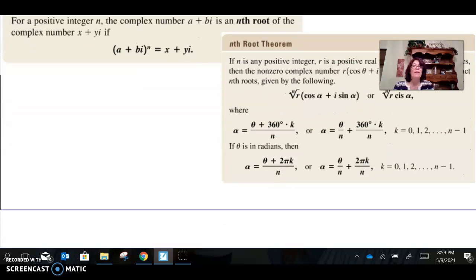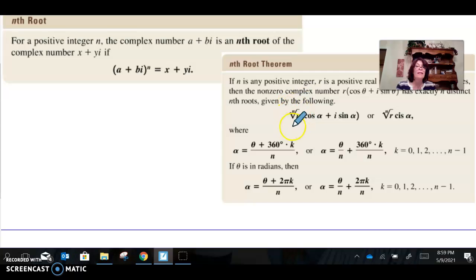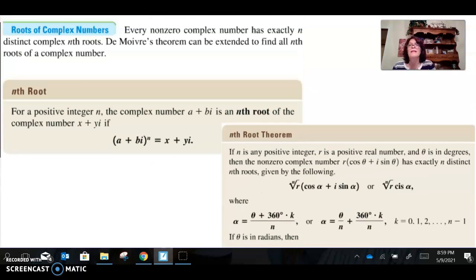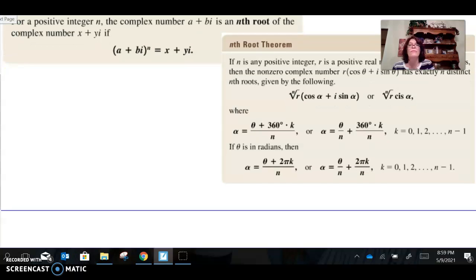So here's how we find the nth root. We take the nth root of r, and then we take our theta and divide it by n. That's how we get this new alpha. Alpha is theta divided by n plus 360 divided by n, and you keep multiplying by k. K is 0, 1, 2, up to n minus 1. It's not as complicated as it looks. All right, that's how we take the nth root.